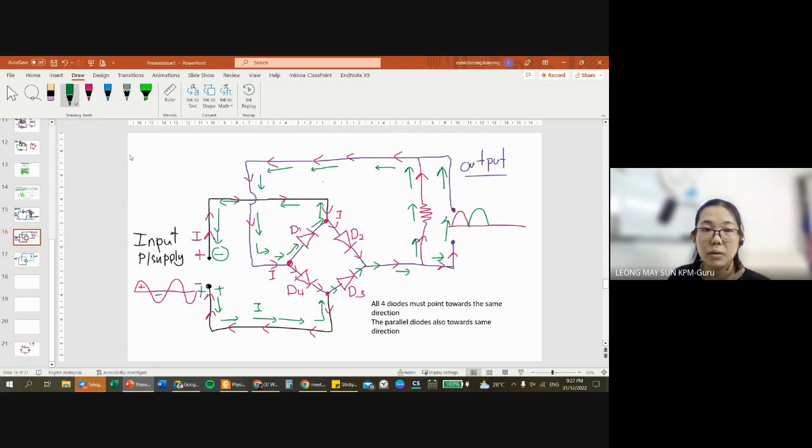So again, when the red color is positive, the top part is positive, then it goes through this, the green color, the red color line, then here positive. And then when the other side is positive again, it flips like that. So that's the reason why it's called full wave rectification.